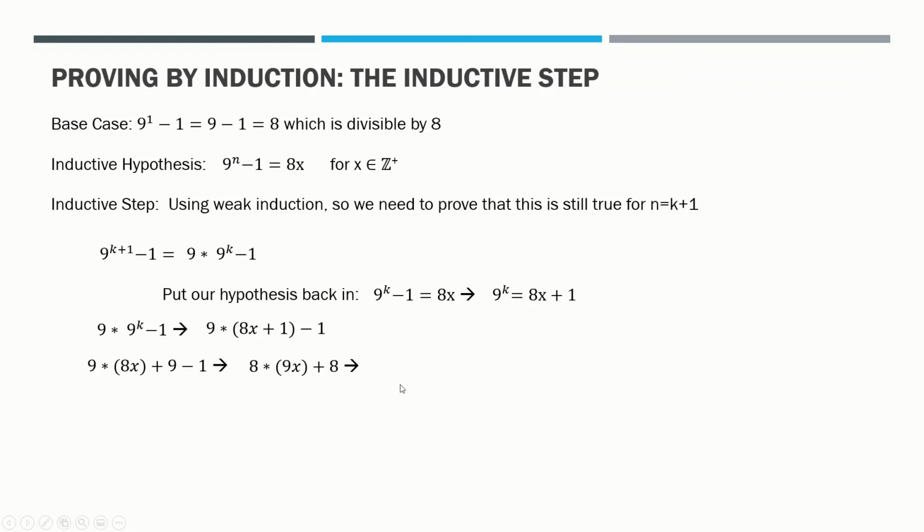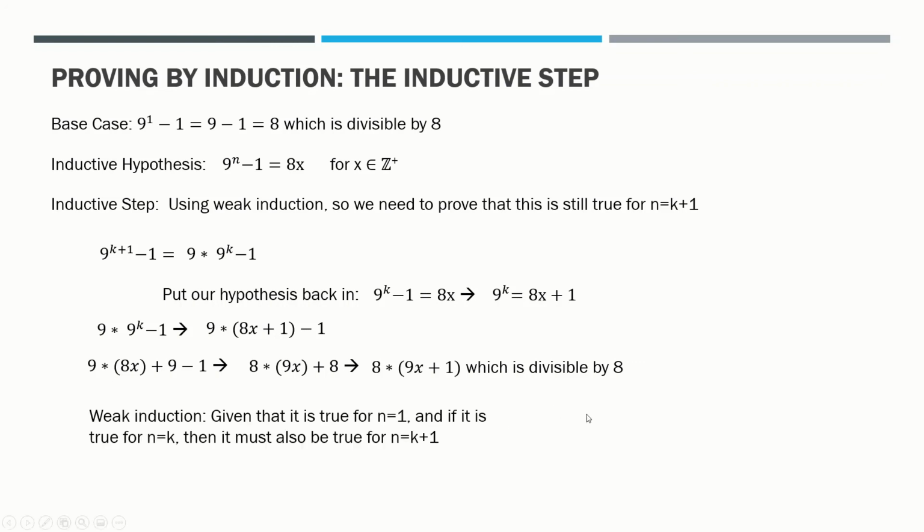So now, if you can see what we're going to do, we're going to pull out the 8 that's distributed across both. So now we have the term 8 times 9x plus 1, which is obviously divisible by 8 again, because it's 8 times the whole thing. So then, that is weak induction: given that it's true for n equals 1, and if it's true for n equals k, then it also has to be true for n equals k plus 1, and that is what we proved, so QED, we did.